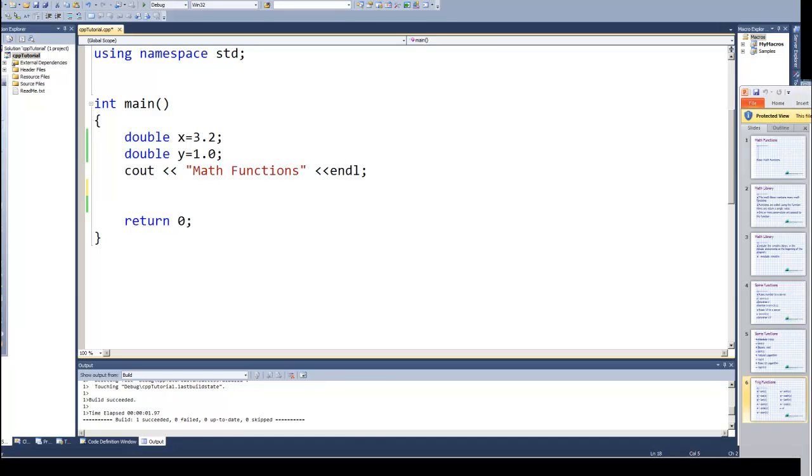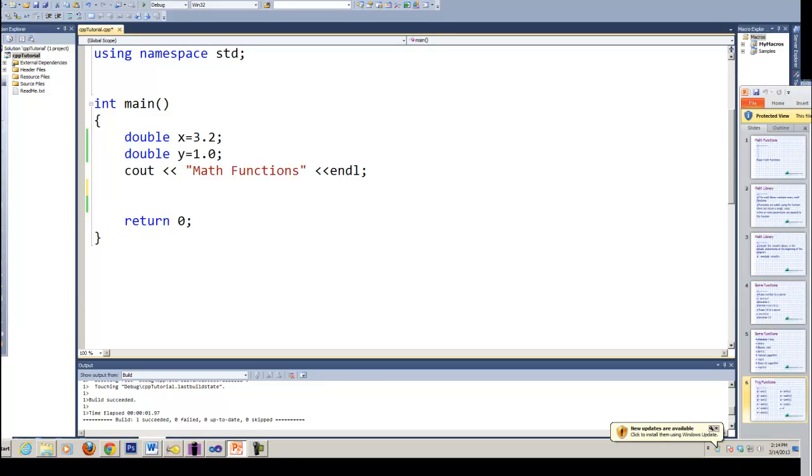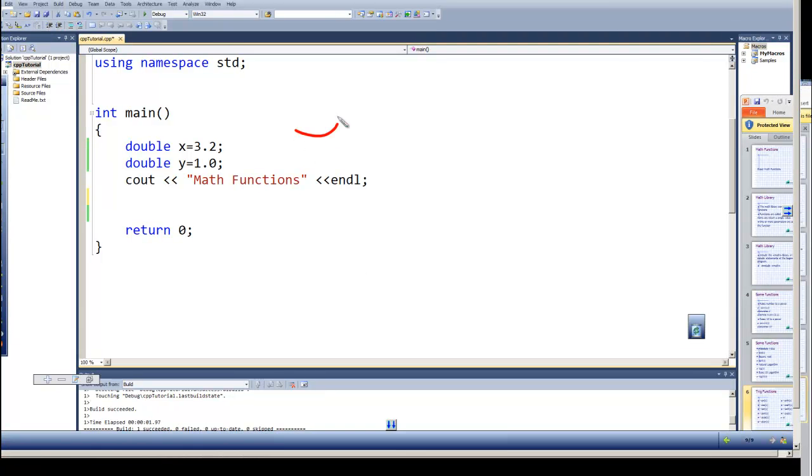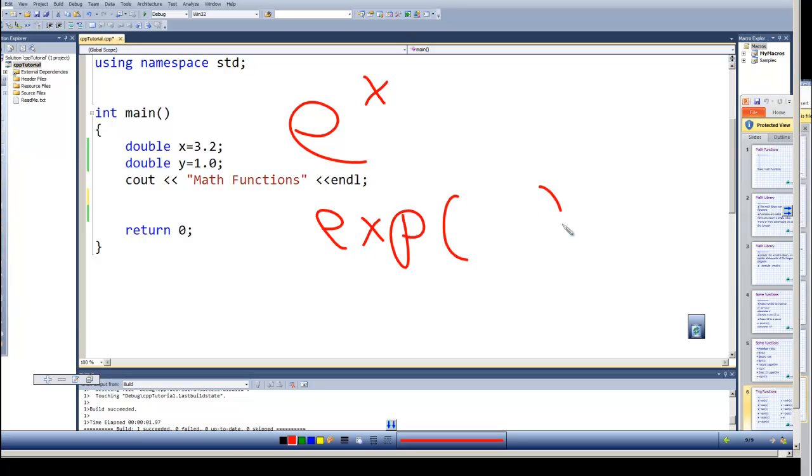In this video, we'll continue looking at math functions, and we're going to look at the e to the x function, or the e to the exponent function. With it, what we're doing is raising that magic number e to a value x. So the function itself is exp, for exponent, of whatever our variable, say x, is.